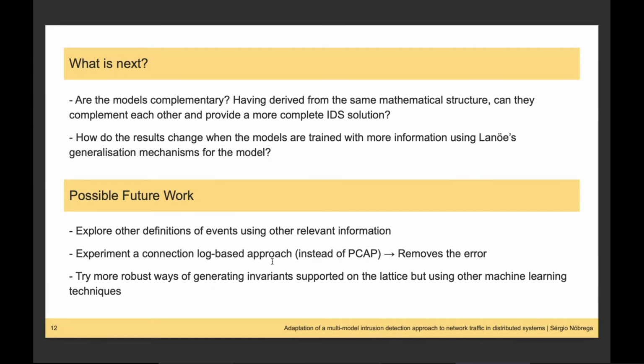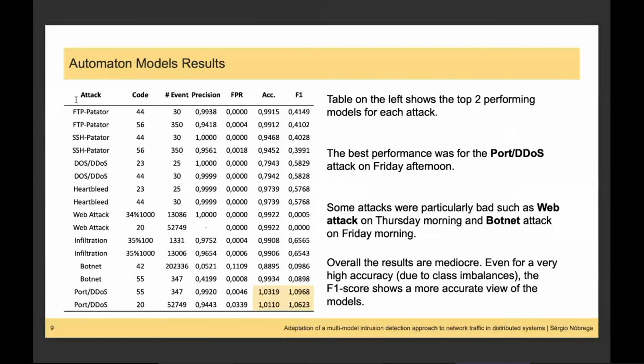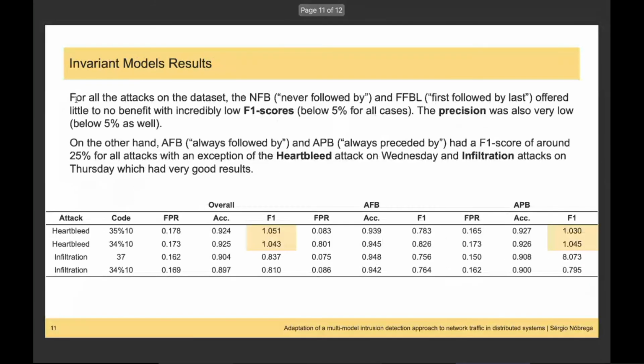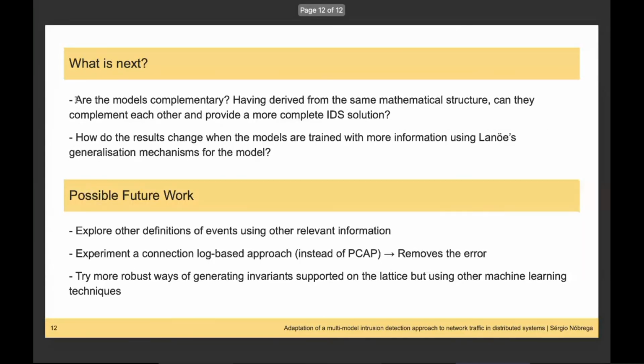So what is next? Until the end of my thesis, the two questions that I'm still trying to answer are, first, are the models actually complementary? Having derived from the same mathematical structure, which is the lattices, are they complementing each other or are they basically looking into the same things? We have the invariant and automaton models that derive from the same structure, but we want to understand if what they are detecting here is the same that they are detecting in the invariant models, or if somehow they are detecting different things, and once you merge them together, you obtain better and improved results, which would be very interesting.